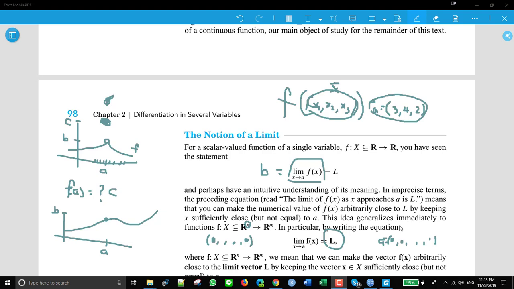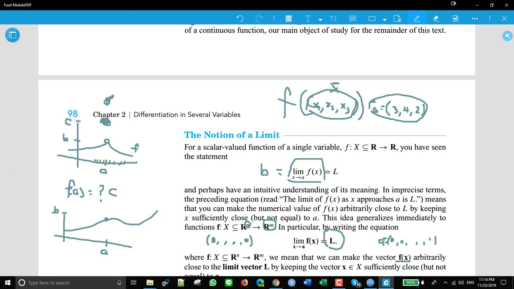So she says this idea generalizes immediately to functions f from Rn to R. In particular, by writing this equation, where f is like this, we mean that we can make the vector. Now, why does she call this a vector? Because this is the output of this function. So it's going to be in here. That's a vector.